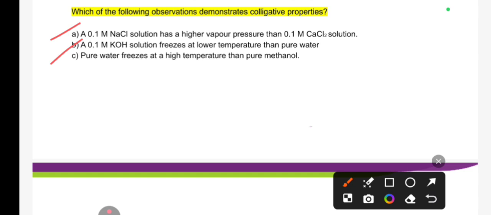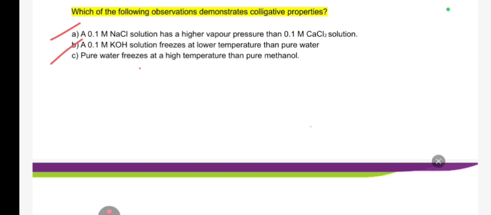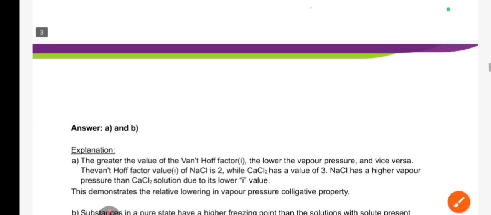In case of B, 0.1 molar KCl solution freezes at lower temperature than pure water. So an inverse relation is given here. Okay, so option B is also correct. So you can see the explanation.